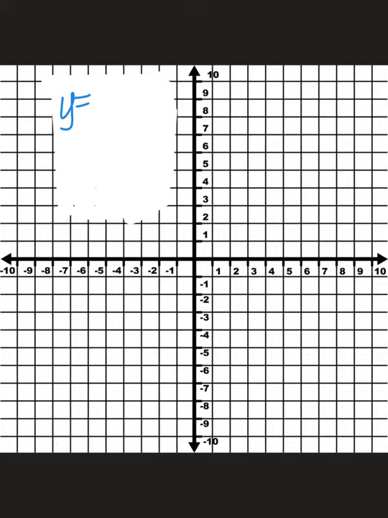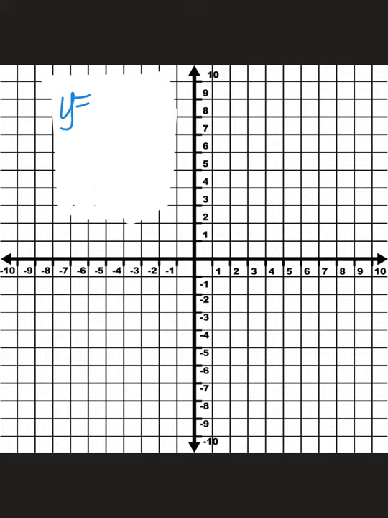That point, yes, it's 2. But if we're seeing it as an ordered pair, we would write it like this. 0, 2. And then from there, we're going to use the rate of change to see how the line is going to work here on this graph.